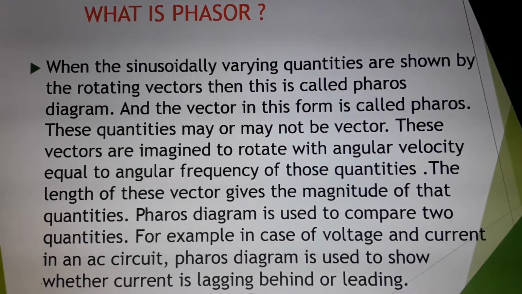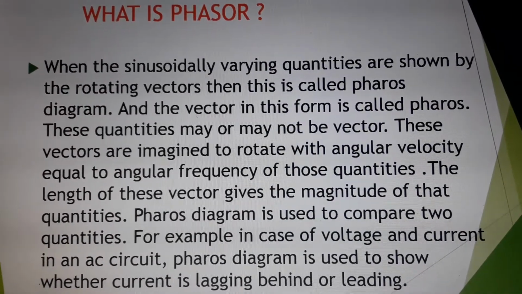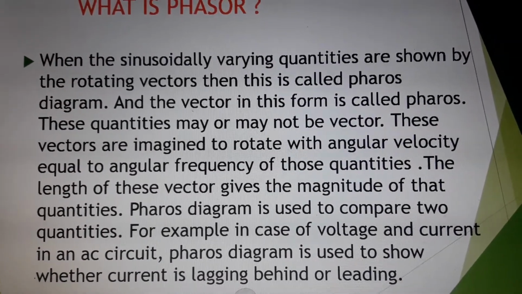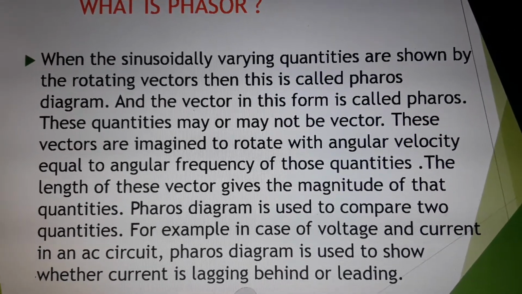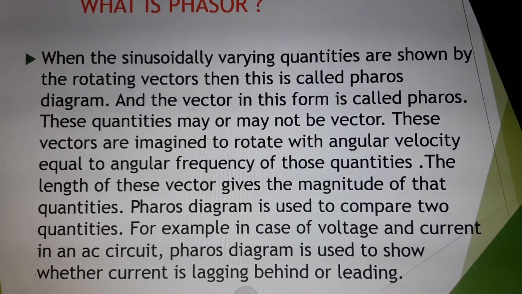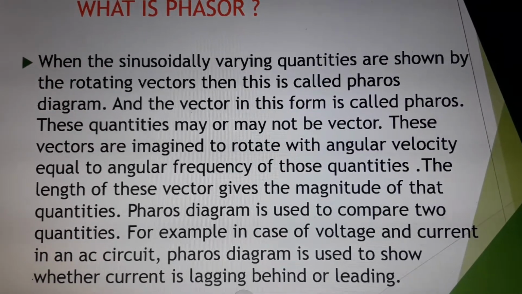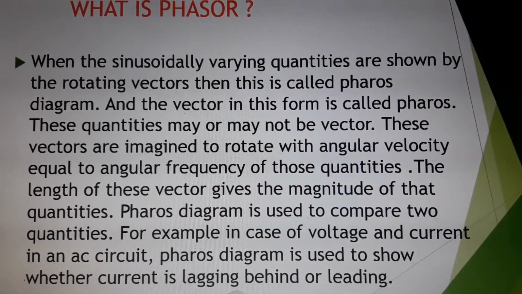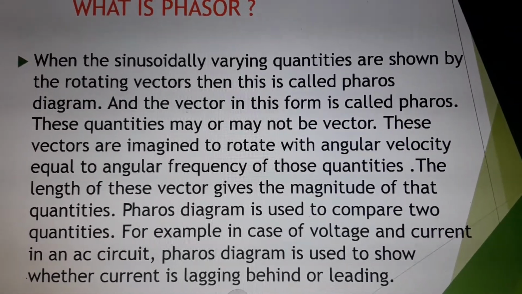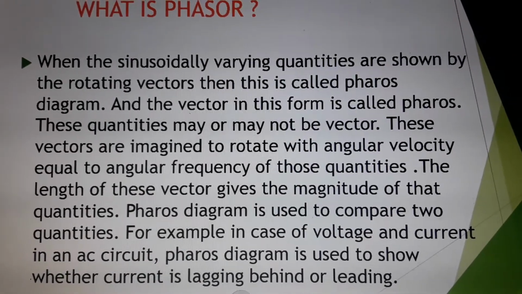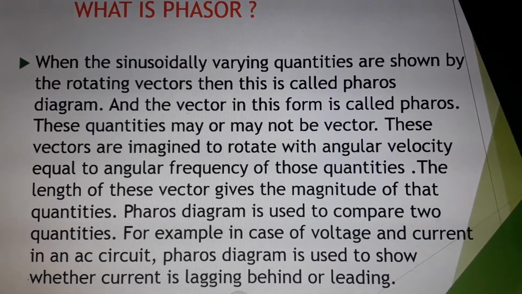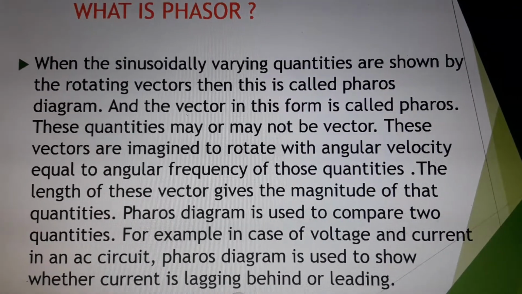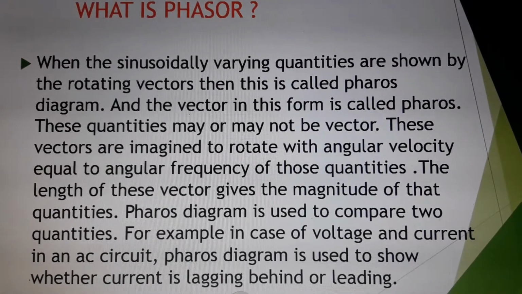Here we can take the current as a phasor vector, and the voltage also as a phasor vector. These vectors are imagined to rotate with an angular velocity equal to the angular frequency of the quantity. The length of the vector gives the magnitude of that quantity. The y-intercept gives you the instantaneous value. So the phasor diagram is used to compare two quantities. For example, in the case of voltage and current in an AC circuit, the phasor diagram is used to show whether the current is lagging behind or leading.